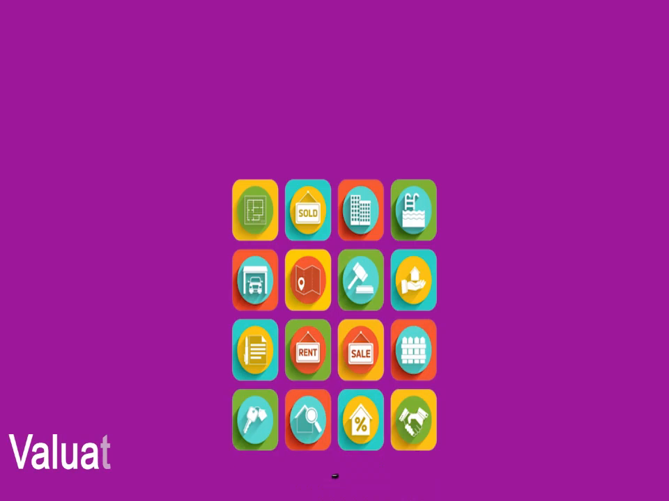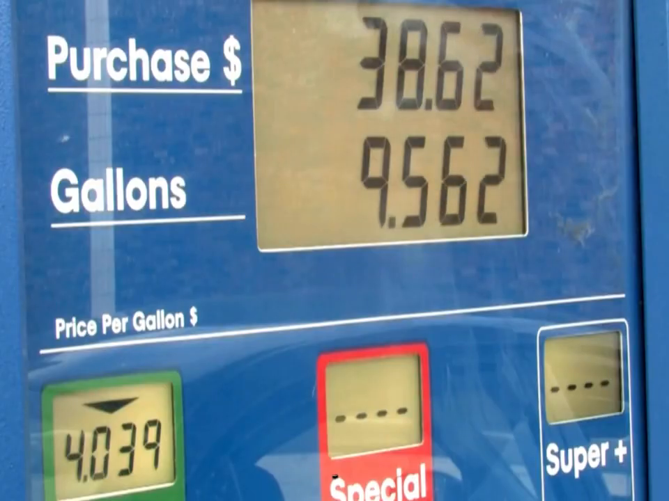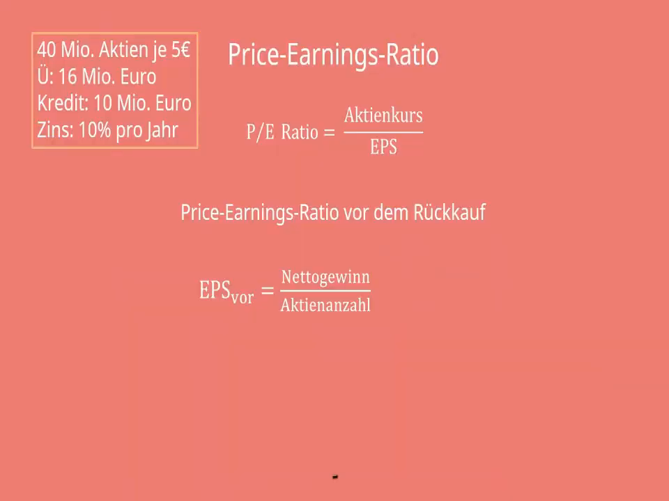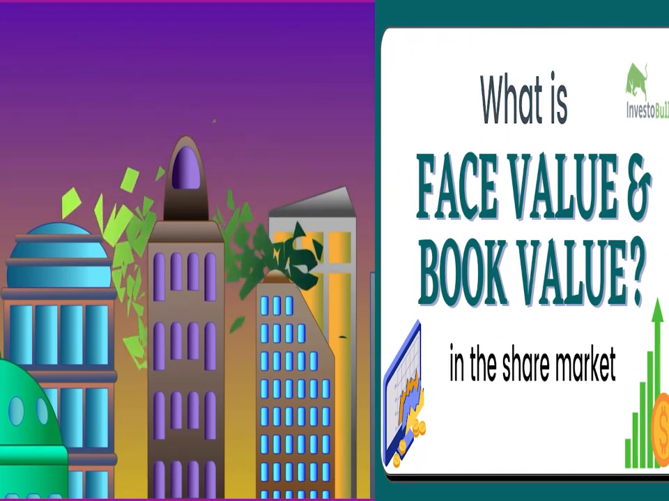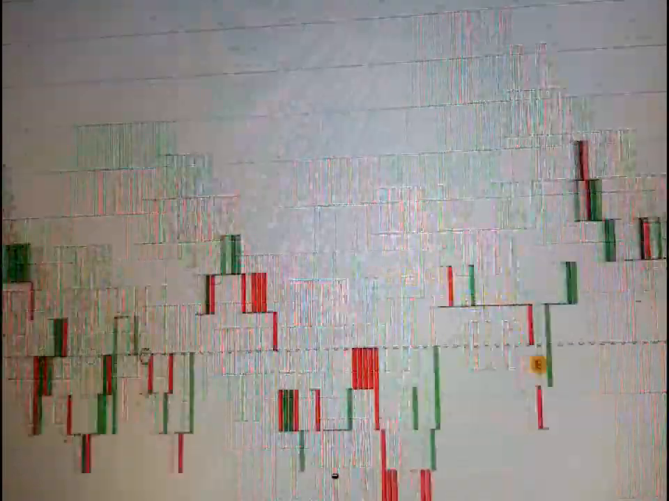2. Valuation metrics. Price to earnings, P/E ratio. Compare the P/E ratio with industry peers to determine if the stock is overvalued or undervalued. Price to book, P/B ratio. This compares the market value of a company to its book value. A lower P/B ratio might indicate a good investment opportunity.